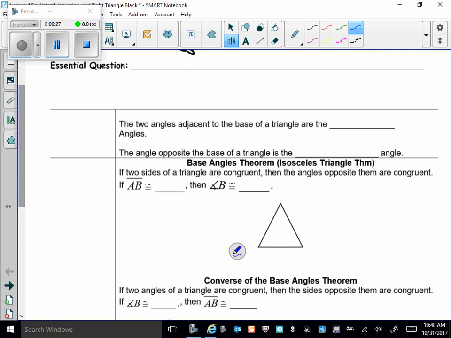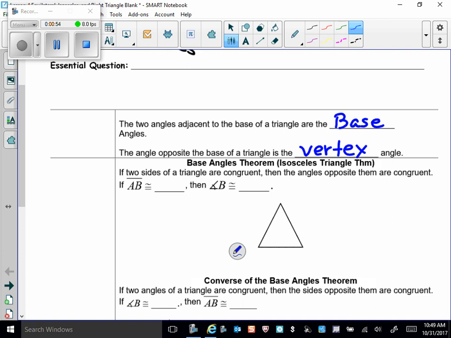If you have not filled out that chart that's the first page of your classwork packet, you need to go ahead and get that done. So let's just hop right in here and start with some terminology. The two angles adjacent to the base of a triangle are the base angles. The angle opposite the base of a triangle is called the vertex angle.